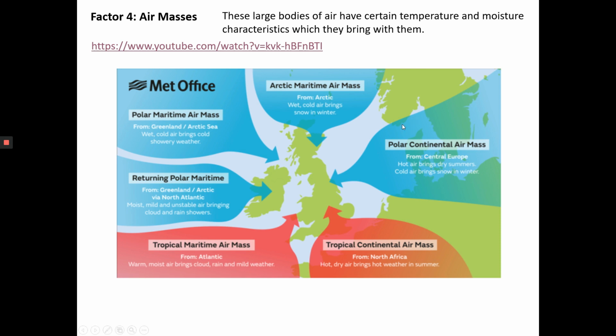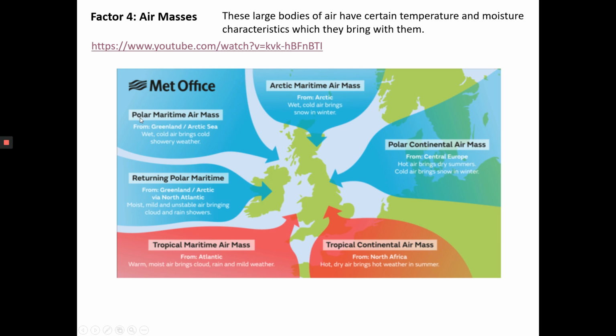So if you've got Arctic maritime, you are going to get cold air because it's Arctic and it's coming from the North Pole, and you're going to get quite a lot of rainfall because it's maritime, so it's come off the sea. Over here, this one's the one, actually we'll leave that for now because that has 2 bits to it.